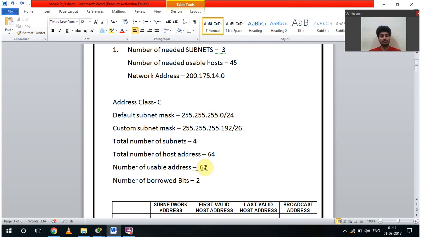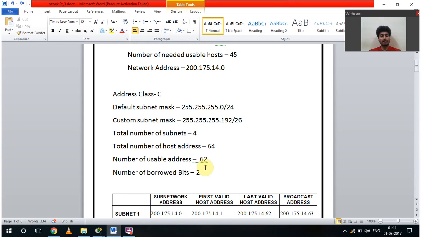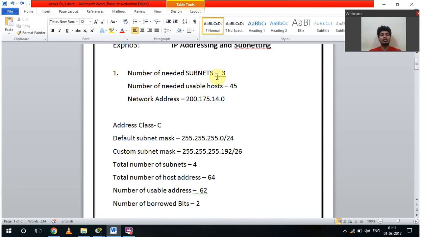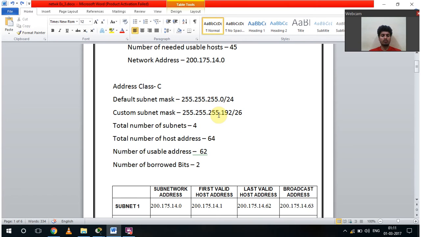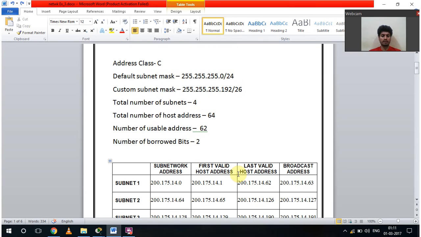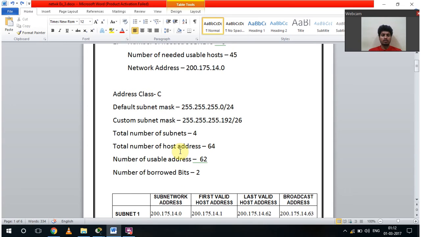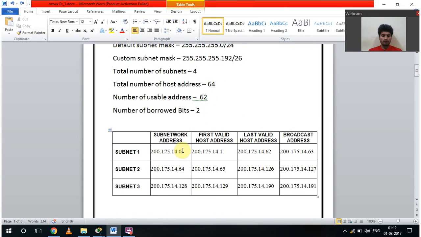as the first and the last one are not usable: the first one is the subnet address and the last one is the broadcast address. The number of borrowed bits is 2, as 3 subnets are required. So we can make 00, 01, 10 and 11. Those are the four addresses we can make from 2 bits. So the first network is 200.175.14.0, which is according to the subnet address given to us.